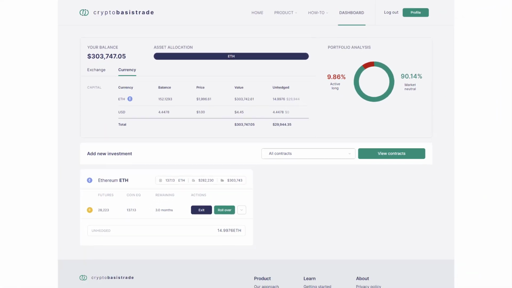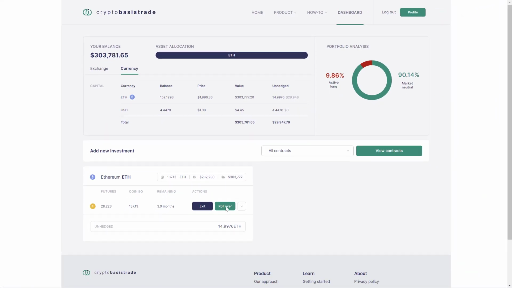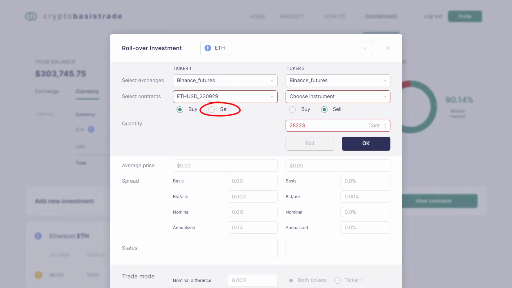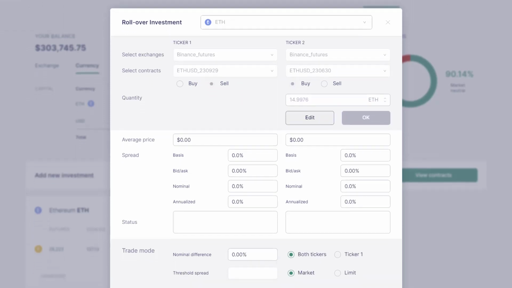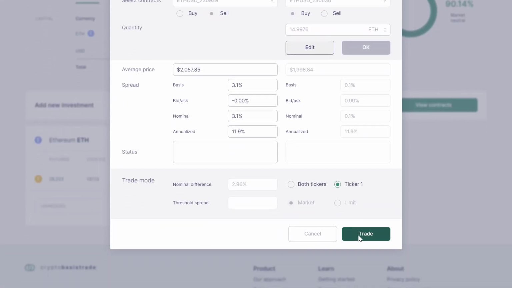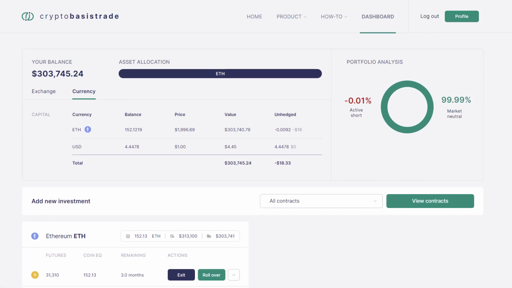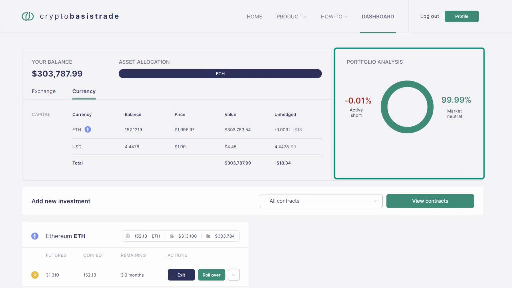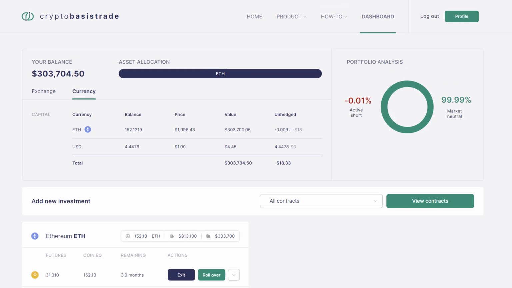Let's do that. We need to sell futures contracts equivalent to our unhedged position. Here, you can see that our portfolio is again market neutral.